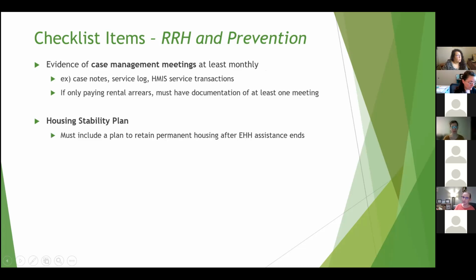And then the housing stability plan. This is just a plan to retain that housing after the assistance ends. It's not always called the housing stability plan. Sometimes it's called a goal plan or a service plan, something like that, where the client is setting some goals for what they need to do to maintain that housing.